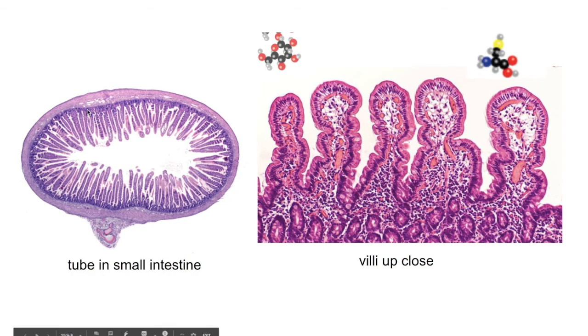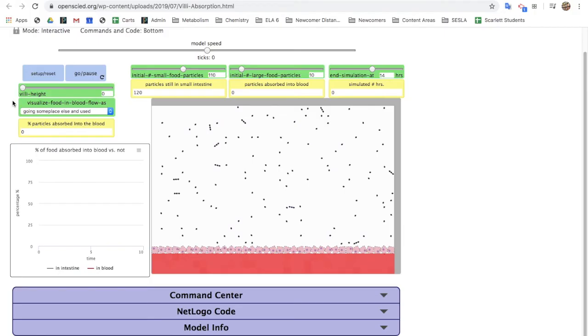Here's a picture of your small intestine. Here you can see the villi, or the finger-like structures, and that the membranes allow the food molecules to go into your bloodstream. Let's look at an online simulation that will help us better understand the function or job of villi.